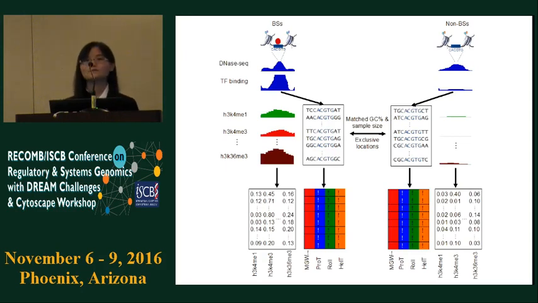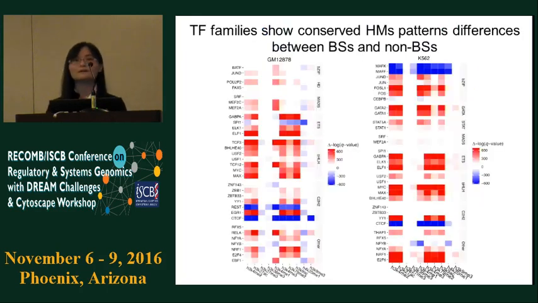So we first need to define a set of binding sites and non-binding sites, right? For binding sites, for each TF, we downloaded the PWM from the JASPAR database and then scanned the ChIP-seq peaks. For non-binding sites, to make a fair comparison, we concentrated on those chromatin accessible regions and scanned them with the same PWM. In the end, we made sure the non-binding sites have matched GC content and sample size with the binding sites. Now we have binding sites and non-binding sites, and we're going to look at the histone modification patterns around them.